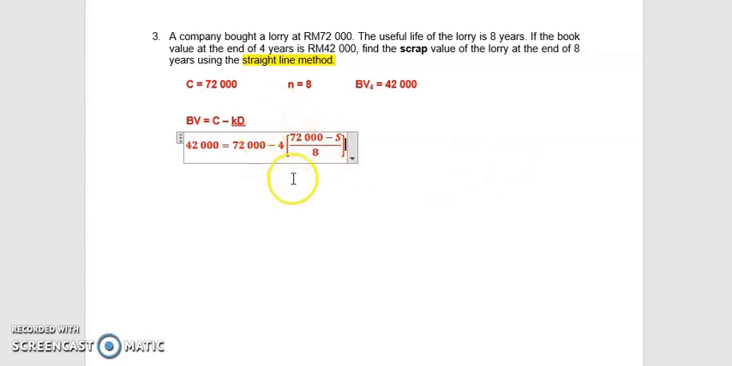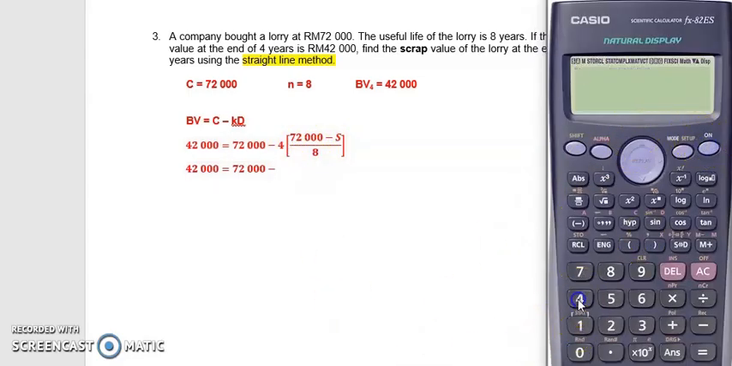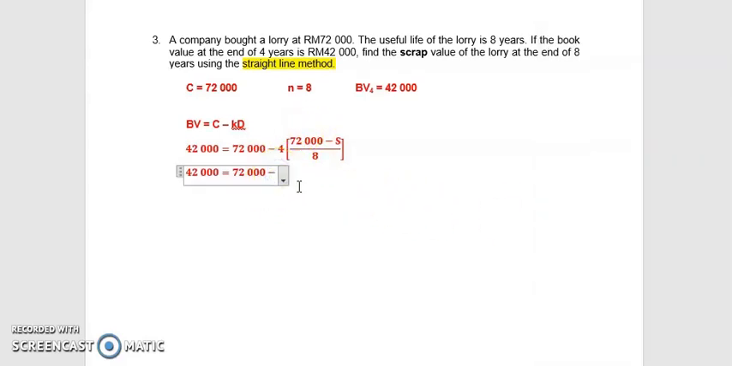Now expand the value in this bracket. 72,000 multiplied by 4 divided by 8 is positive, and the S part is negative times negative, positive. So 4 times 72,000 and then divided by 8, we get 36,000. And then 4 times S, 4S, divided by 8.